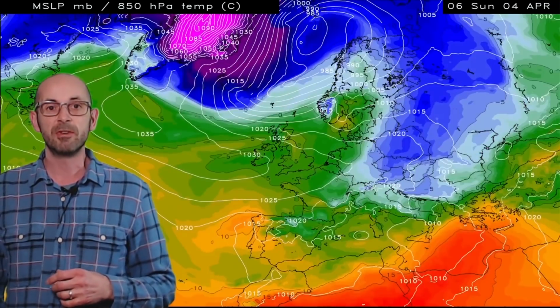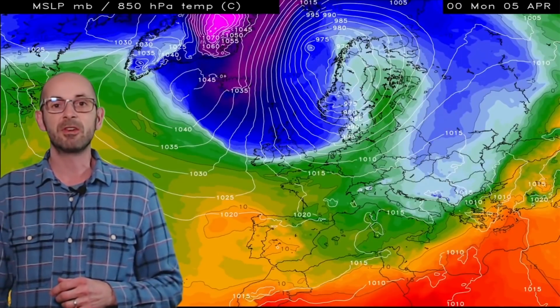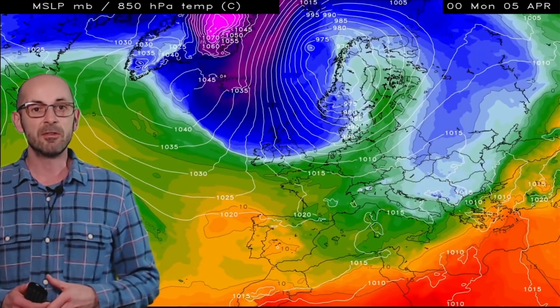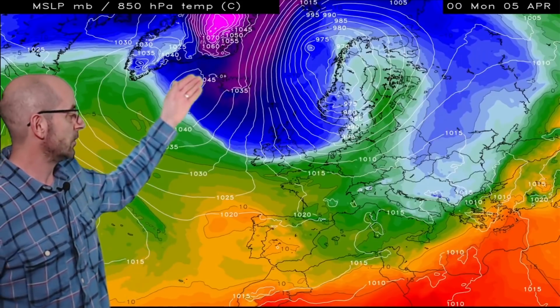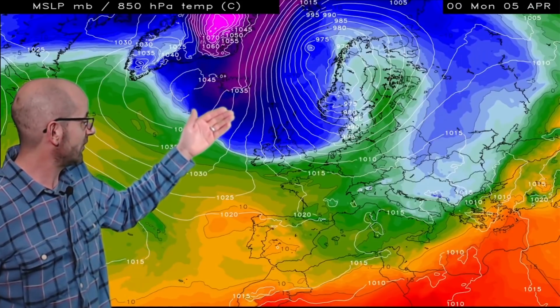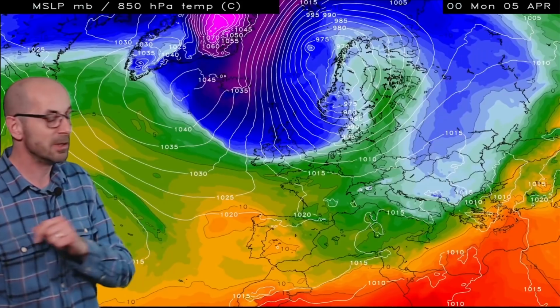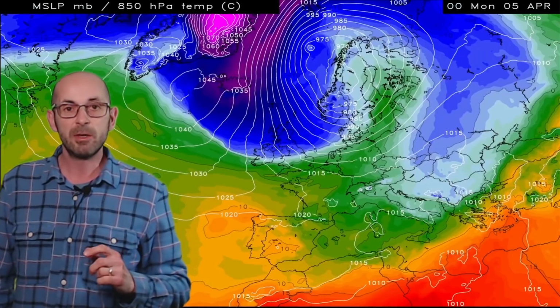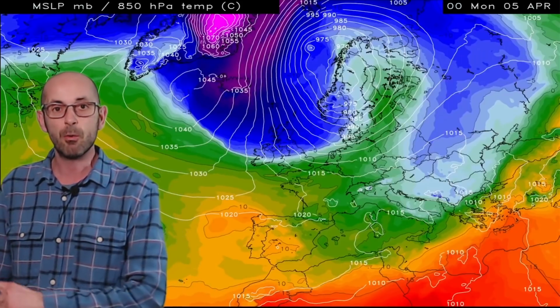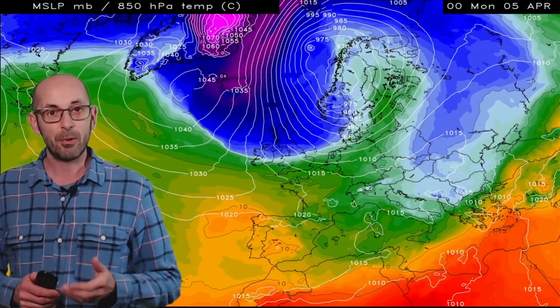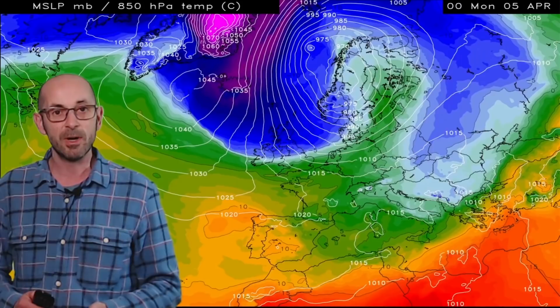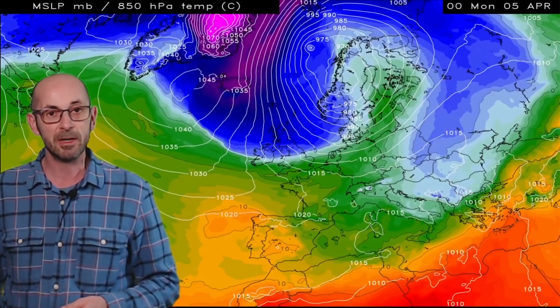Now, if we see what happens as we go through the Easter weekend, this is a really dramatic change. By 0 GMT on Monday, the 5th of April, what we can see is this bitterly cold Arctic air has pushed southwards across the United Kingdom. And that really will bring back a very wintry flavour to the weather, with sleet or snow showers possible virtually anywhere on Bank Holiday Monday.